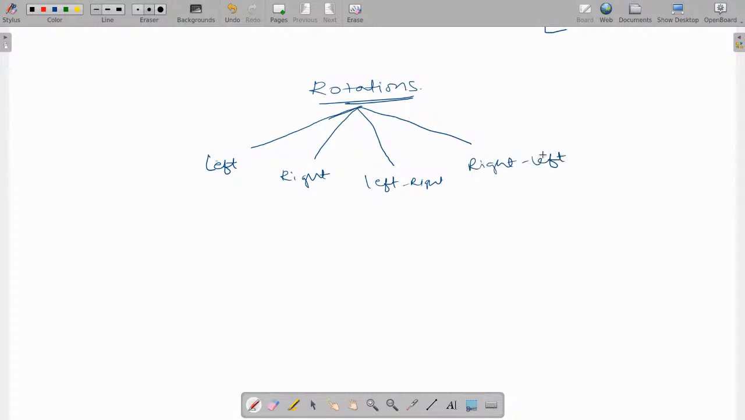In simple terms, left rotation means rotate from the left direction. Right rotation means rotate from the right direction. Left right means rotate in 2 steps. First rotate to the left direction, then rotate to the right direction. What right left means is, first rotate to the right direction, then rotate to the left direction. So we'll now discuss what is left rotation, right rotation in detail.